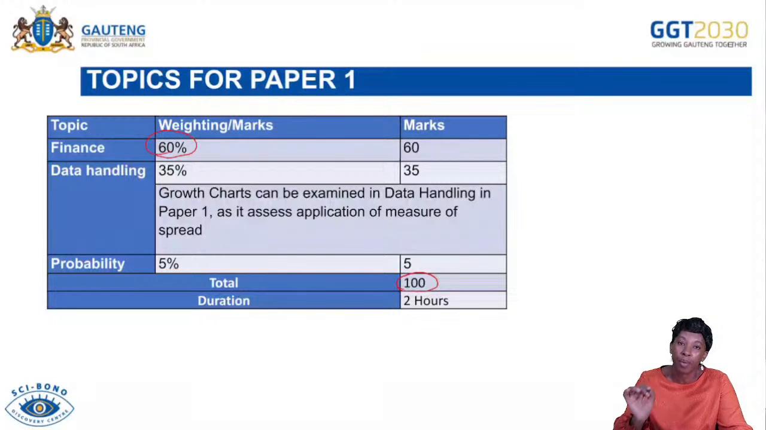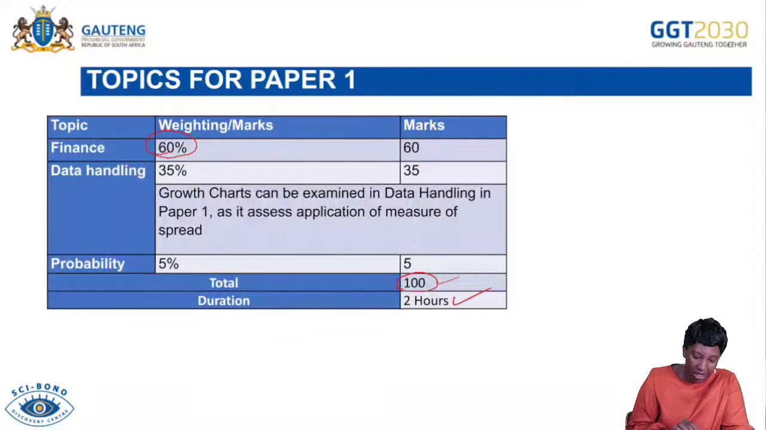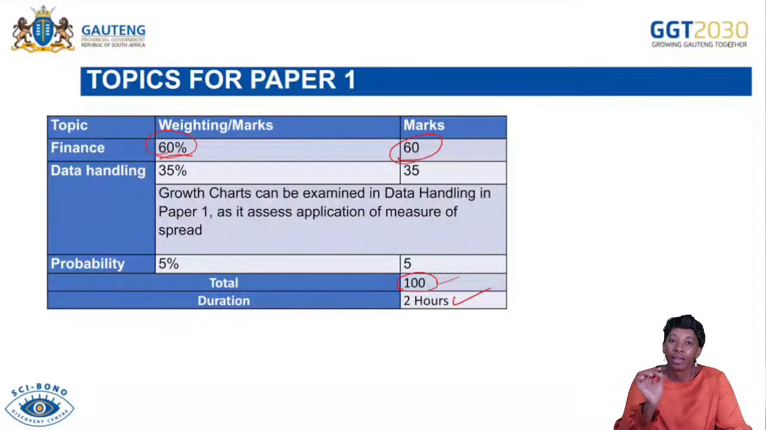The total mark for paper 1 is out of 100, and the duration for the paper will be 2 hours. So you'll be sitting for a total mark of 100 for the whole 2 hours. With that 2 hours, we know that 60%, which is 60 marks, represents finance. It means finance carries a lot of weight when we revise for paper 1.